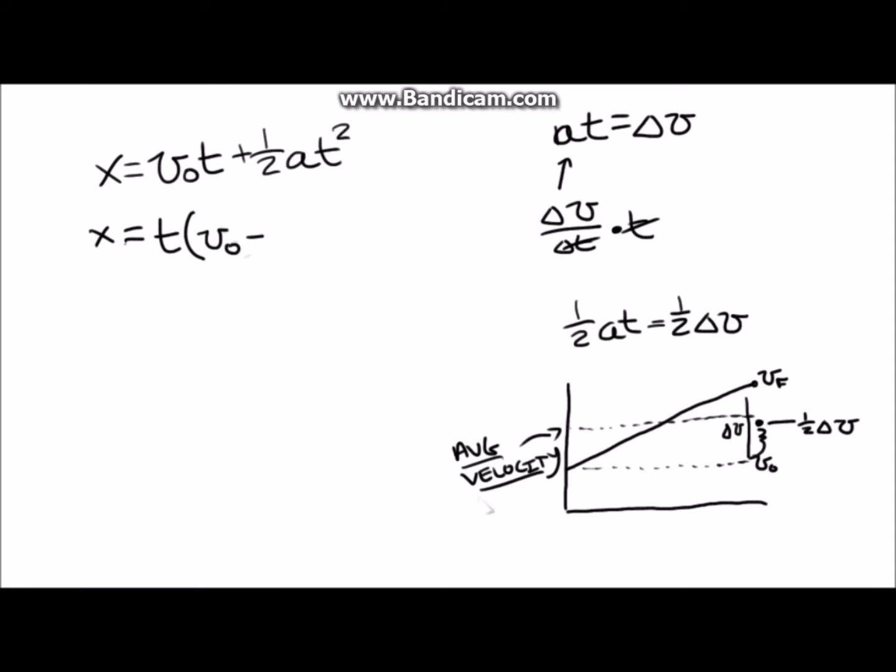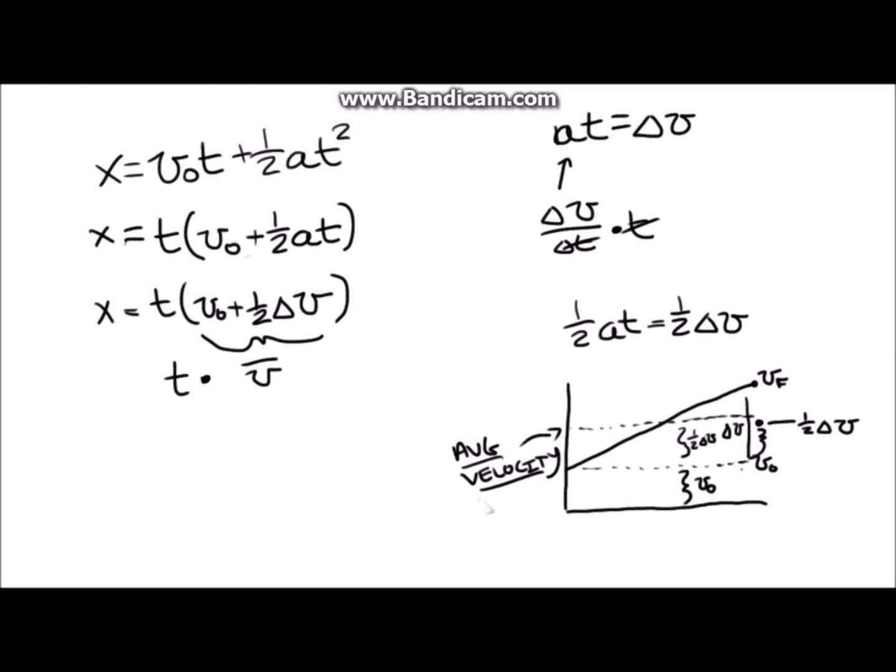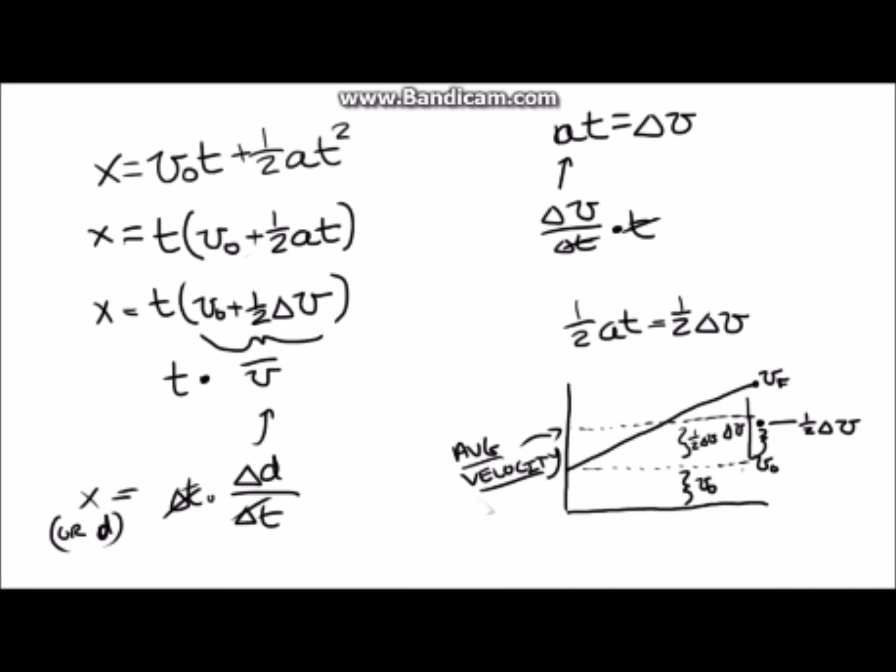But let's go back to the equation. So x equals t times v0 plus half at, if that's just factoring out the t. And so v0 plus half at, as we said from the graph on the bottom, is just average velocity. And average velocity is the total displacement over the total time. And so when you multiply the average velocity by t, then you just get change in d, or x.